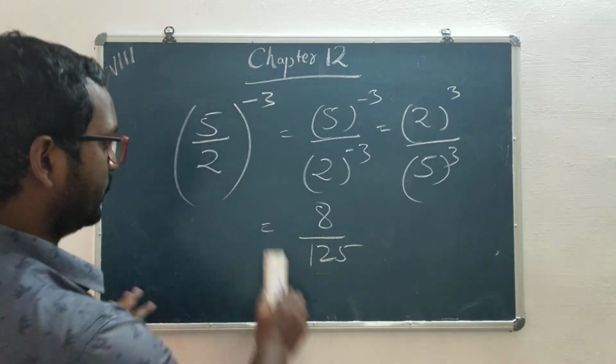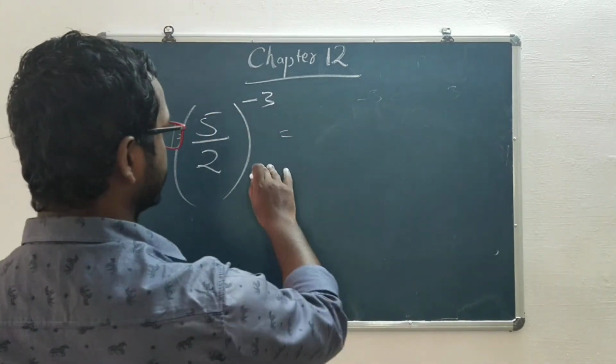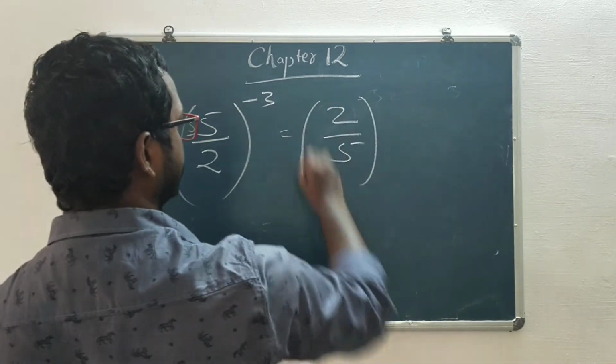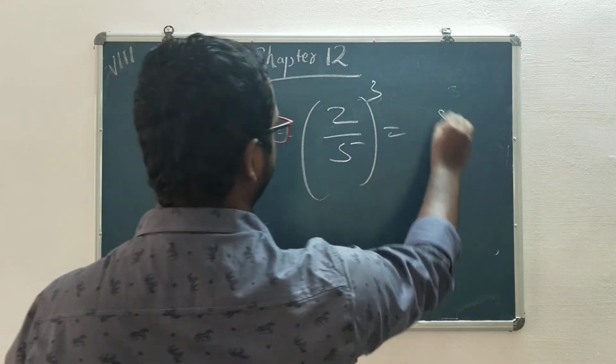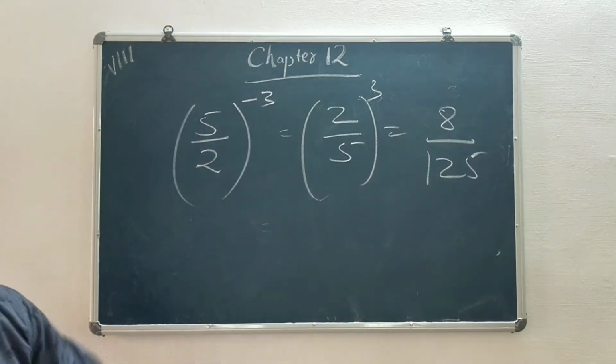The same question can be solved this way also. Because of the negative, we can put here root 5 power 3. 8 by 125. Okay, this way also we can do it.